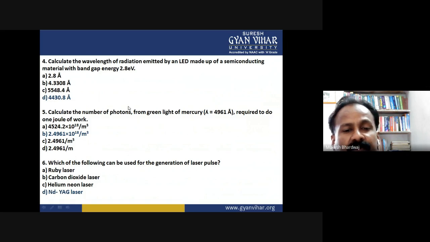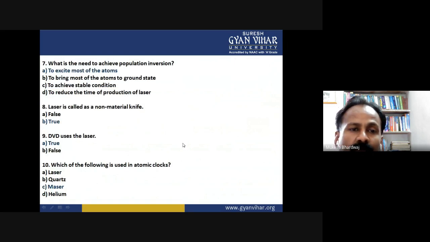Which of the following can be used for generation of laser pulse? Nd-YAG laser. What is needed to achieve population inversion? To excite most of the atoms. Laser is called a non-material knife. True. DVD uses laser. True. Which of the following is used in atomic clocks? Maser. Before laser, masers were used, and in atomic clocks, masers are used.